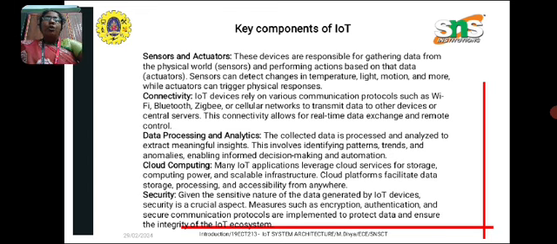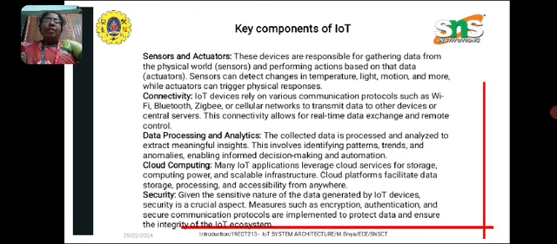This connectivity allows for real-time data exchange and remote control. Data processing and analytics: the collected data is processed and analyzed to extract meaningful insights. This involves identifying patterns, trends, and anomalies, enabling informed decision making and automation. Cloud computing is one of the major key components for IoT. Many IoT applications leverage cloud services for storage, computing power, and scalable infrastructure. Cloud platforms facilitate data storage, processing, and accessibility from anywhere.